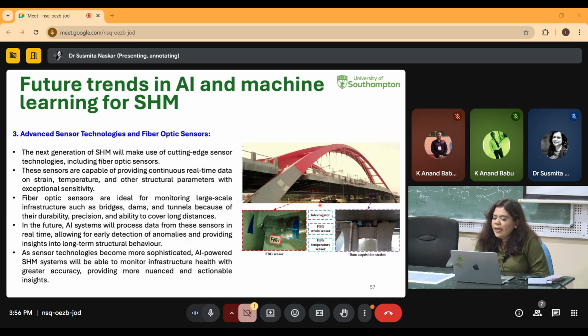So now if you look ahead, this AI system will process data from this system in real time, and enable early detection of anomalies, giving the engineer valuable insights into long-term structural behavior. As these technologies mature with time, AI-powered SHM systems will achieve greater accuracy and provide more nuanced, more actionable insight into the health of the infrastructure as well. That will reduce the risk, improve the maintenance, extend the lifespan, and help the economy. Those things will automatically add on, right, when this happens.